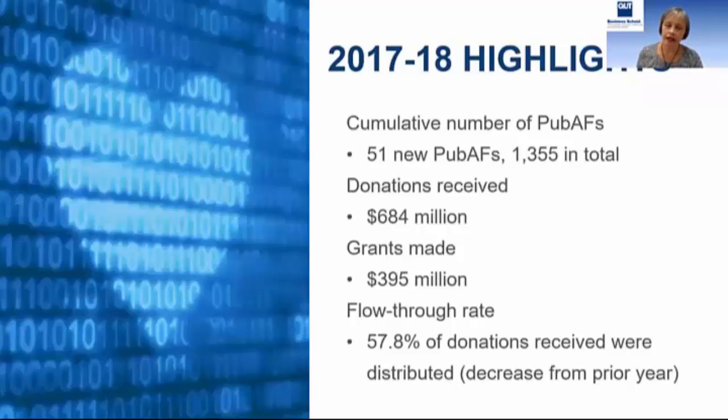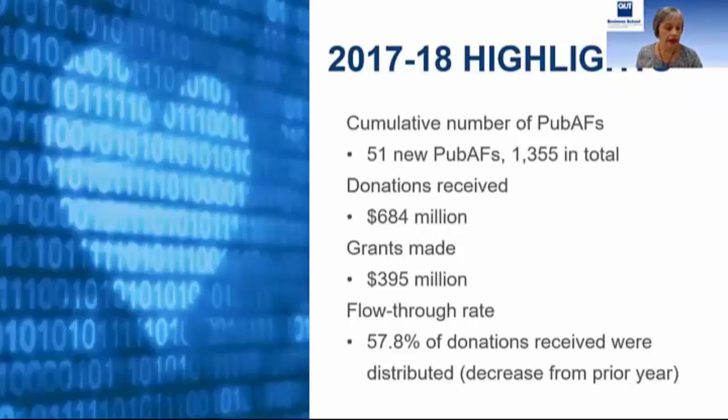So in summary, for public ancillary funds, what we have is an overall picture of increasing net numbers and increasing assets, while the donations they received and the distributions or grants that they made have decreased slightly for the year that we are looking at.